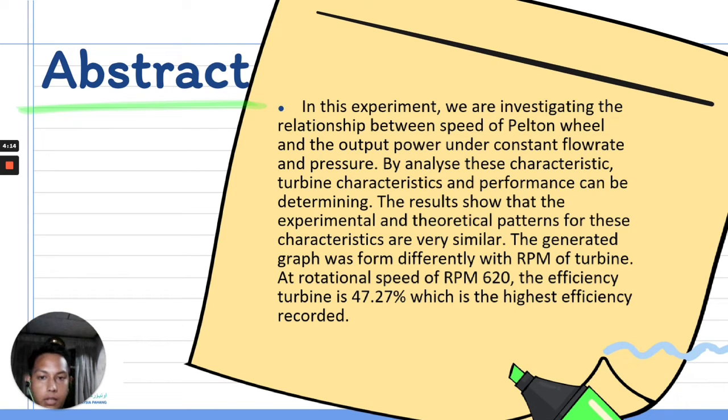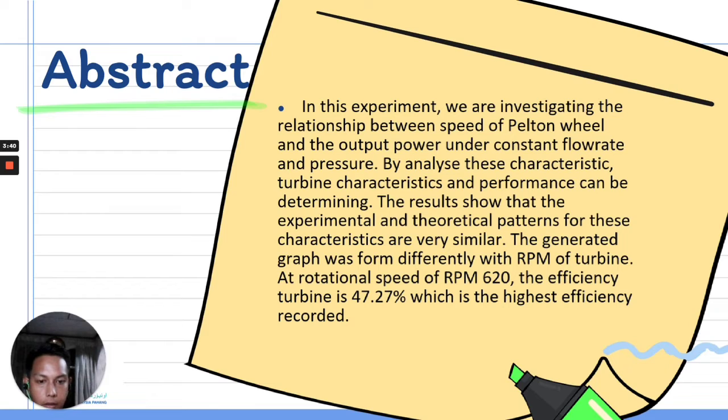We go to the abstract. In this experiment, we are investigating the relationship between speed of Pelton wheel and the output power under constant flow rate and pressure. By analyzing this characteristic, turbine characteristic and performance can be determined. The results show that the experimental and theoretical patterns for this characteristic are very similar. The generated graph was formed differently with RPM of turbine.